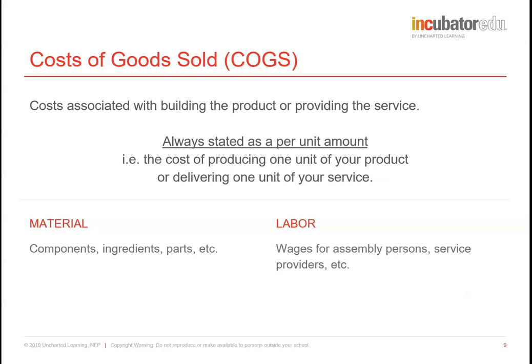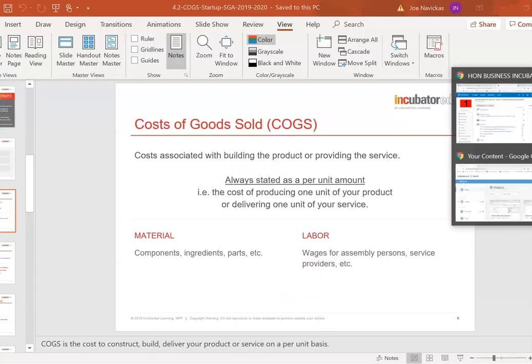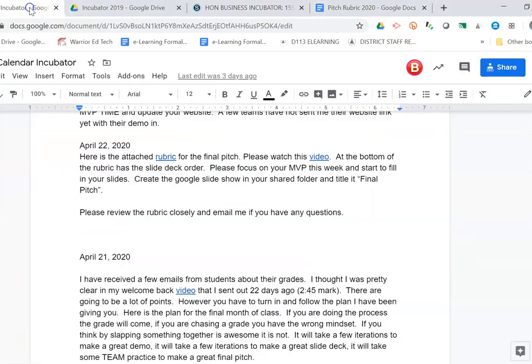Once you have those 3 numbers, you're going to take those 3 numbers. Let's just say, for simplicity, my startup cost is $5,000, my SG&A is $3,000, and my cost of goods sold is, let's say, $5 a unit. Now I'm going to take that information, go back to my slide deck, and make the slides for that particular part.